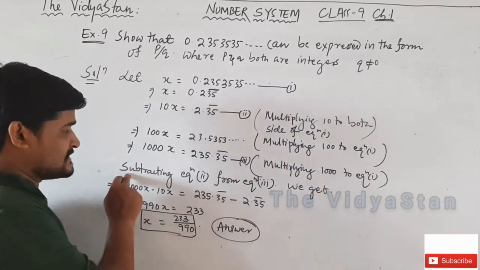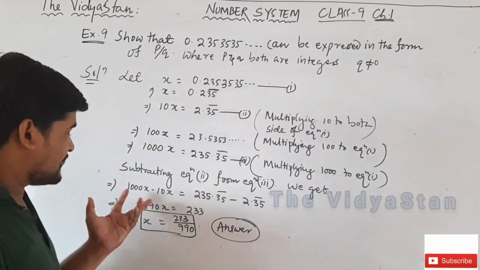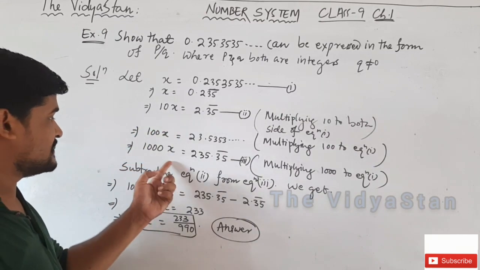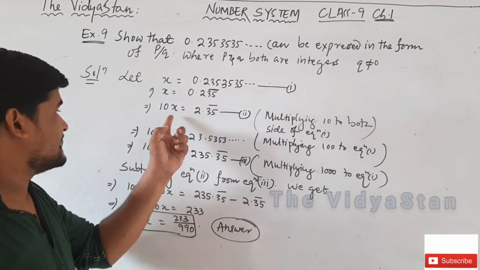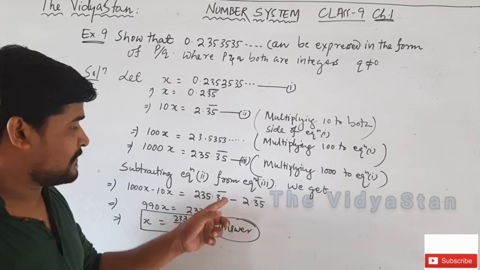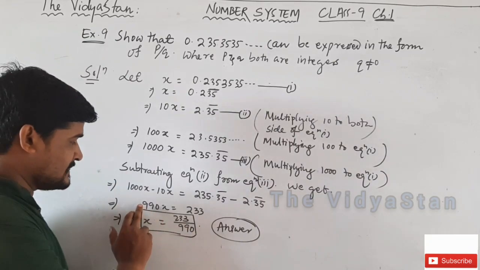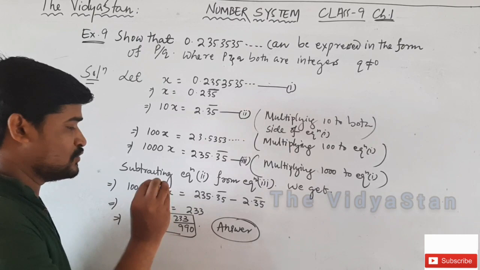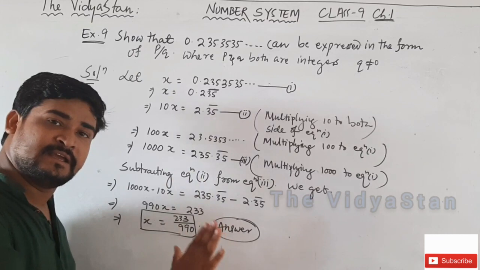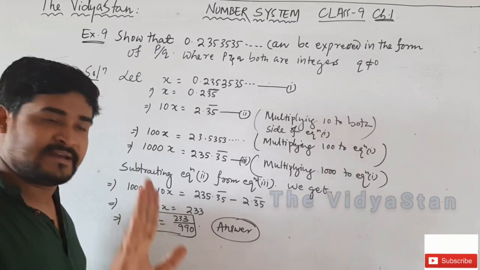So here see, subtracting equation 2 from equation 3, we get 1000x minus 10x. Here it is 10x and here it is 1000x. So 1000x minus 10x is equal to 235.35 bar minus 2.35 bar. So we will get 990x is equal to 233. So finally x is equal to 233 divided by 990. That is our final answer.